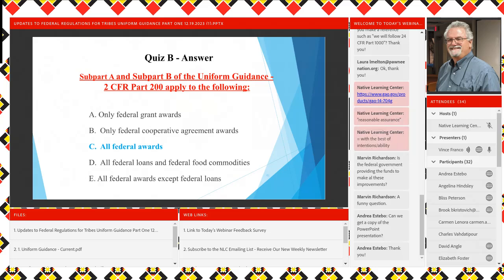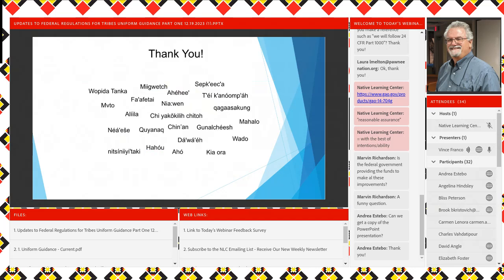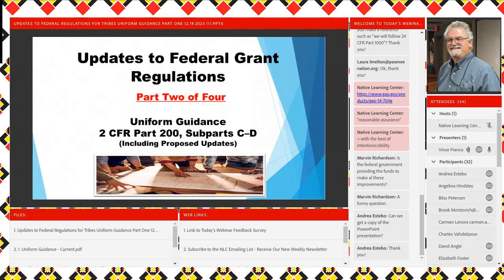What we've been talking about so far, in fact, all of these federal regulations, all of the subparts, A, B, C, D, E, and F, apply to all federal awards, regardless of the type of entity you are: tribe, tribal, nonprofit, institution of higher education, faith-based organization. If you're a recipient of federal funds, these apply to you.